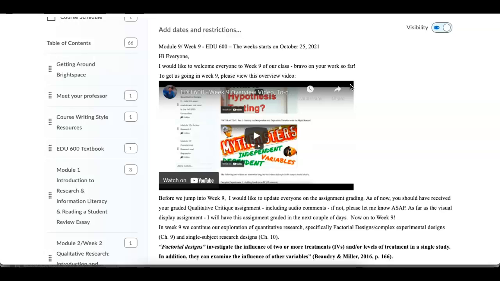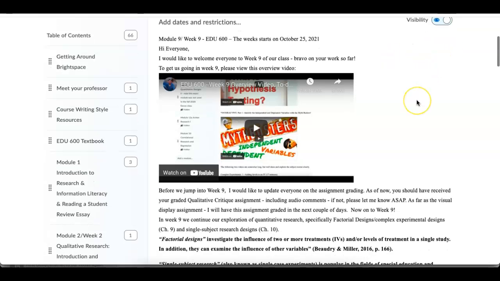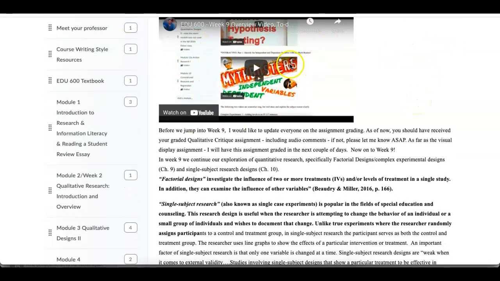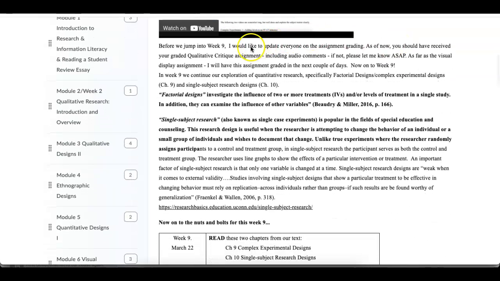So I'll quickly go through the materials, where you can find things, and I just want to mention a couple of points. You're looking right now at the overview video. I'd like to update everybody on the grading. Everybody should have received the qualitative critique assignment, including my comments, a couple of weeks back. As far as the visual assignment, I will have those graded in the next couple of days. Monday and Tuesday, I'm focused on getting caught up on all of the grading for this course.